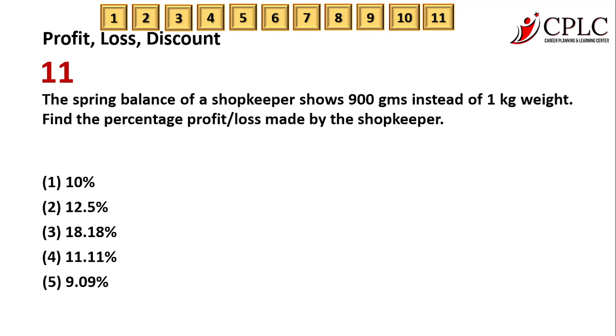So it says the spring balance of a shopkeeper shows 900 grams instead of 1 kilo of weight. Find the percentage profit or loss made by the shopkeeper. So ये थोड़ा सा relatively easy है if you are smart enough to figure that out. So look at the words. The spring balance of a shopkeeper shows 900 grams. तो shows यानी ये हो जाएगा तुम्हारा displayed weight. That means actual weight जो है वो 1 किलो है अभी फिलहाल.